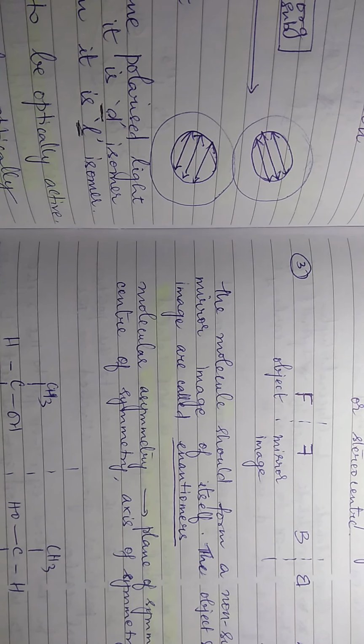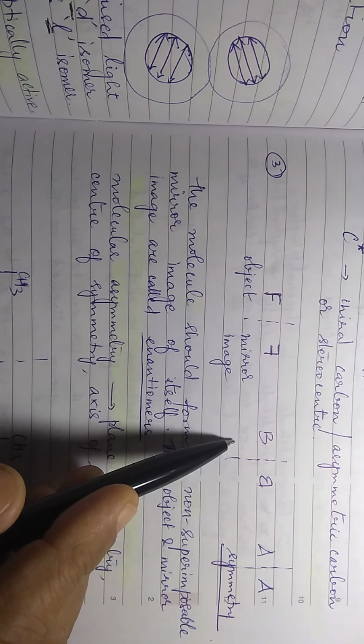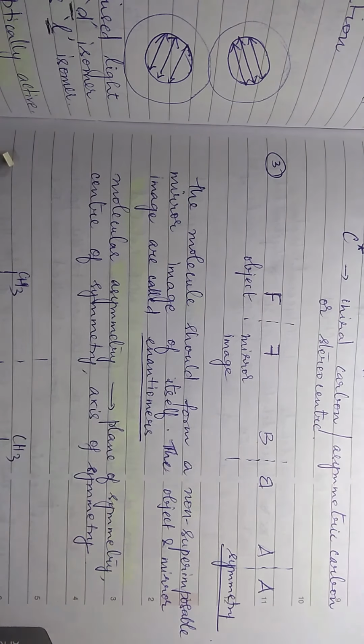Whereas if you keep the mirror image over this, then it will appear like this, is it not? Then it is molecular asymmetry. Same way F, if you place it over this, now these 2 lines will be this side, is it not? It will not overlap. So this is called molecular asymmetry. Same thing here.